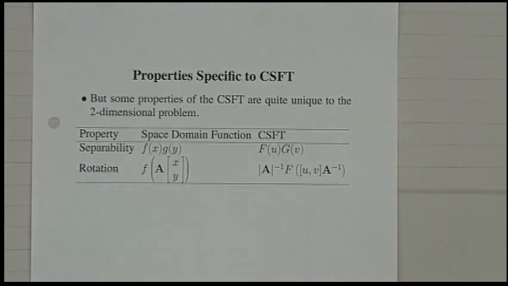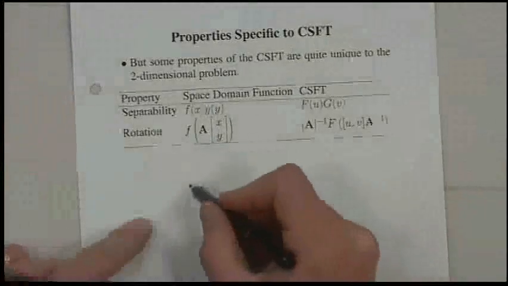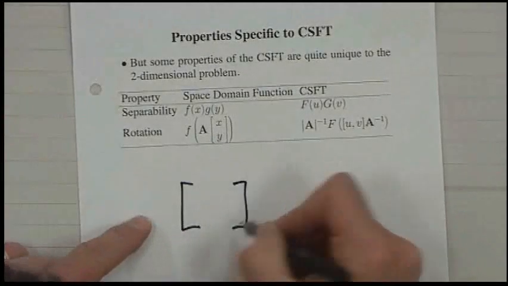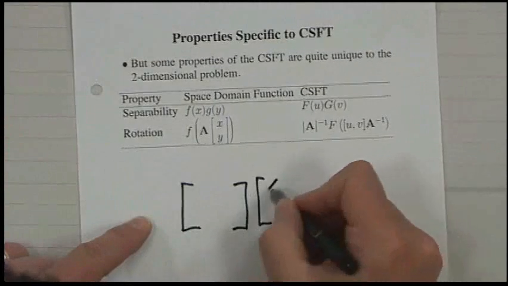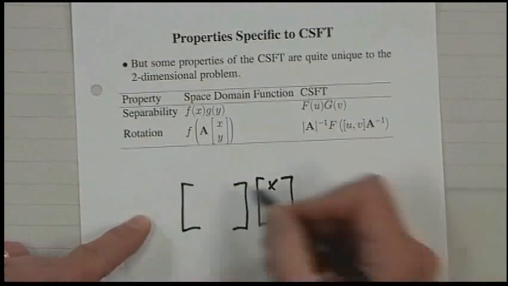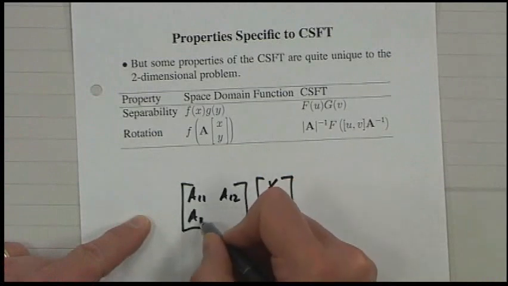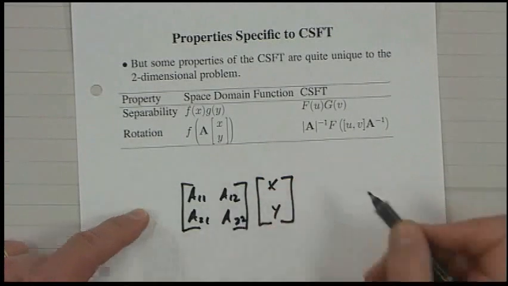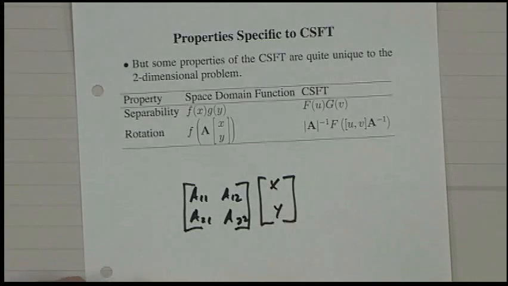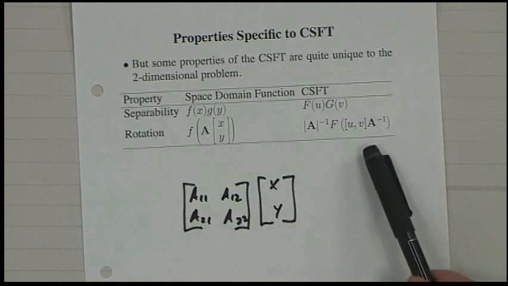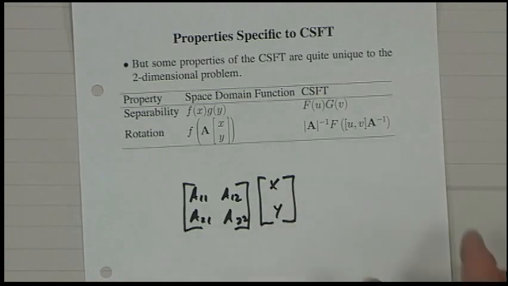Yeah, A is a matrix. Here, A has 4 values in it, and this is x, y, right? So this is A11, A12, A21, and A22, and it's not necessarily a symmetric matrix. The only thing we're assuming is its determinant isn't 0, so that it's invertible.